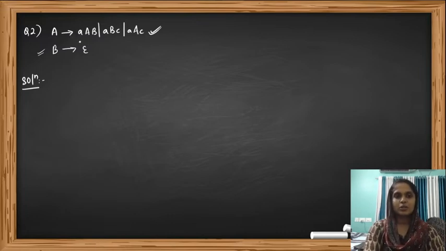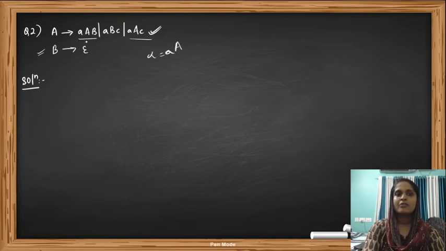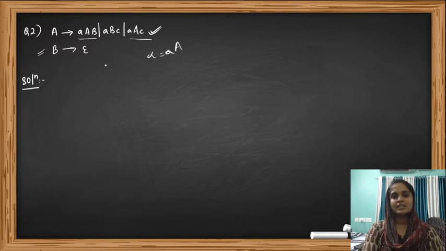So in this A production, there are 3 terms, right? And among the 3 terms, either we can consider alpha as A, which is common in all the 3 terms, or we can consider alpha as AA, which is common only in the first and third term. Got it? Like the previous example, here also there are 2 cases, but we have to consider only one case. Okay. So I am considering this case.